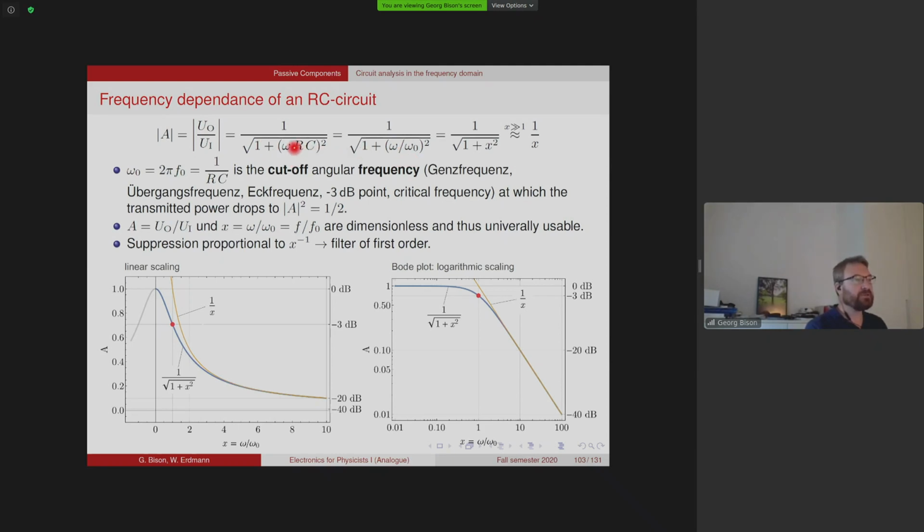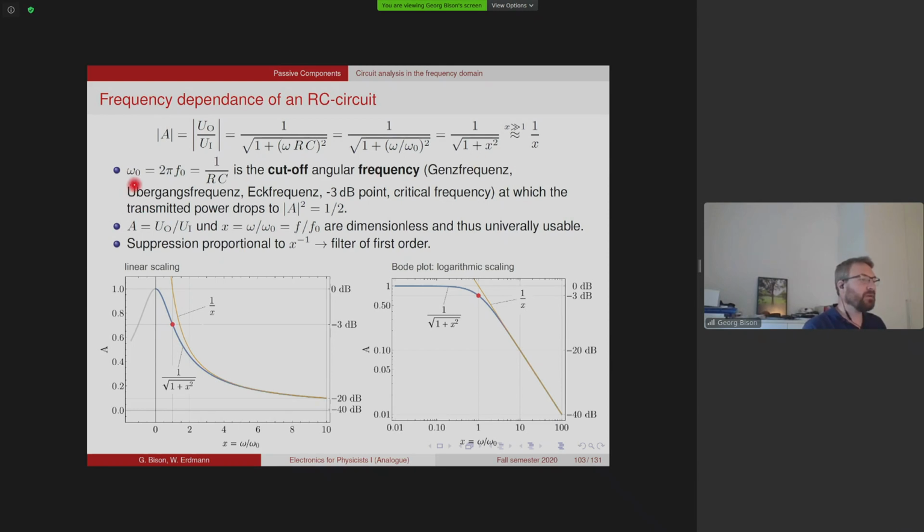We can replace the RC with a characteristic frequency, and then this becomes dimensionless. And then one can call the dimensionless variable x, which is, in principle, applicable to every situation, since it can be scaled to fit your problem.